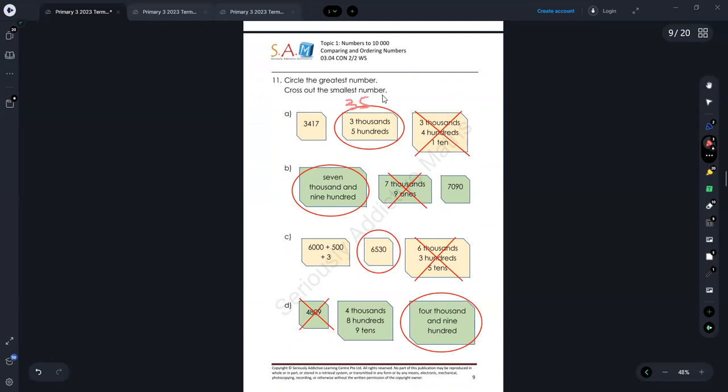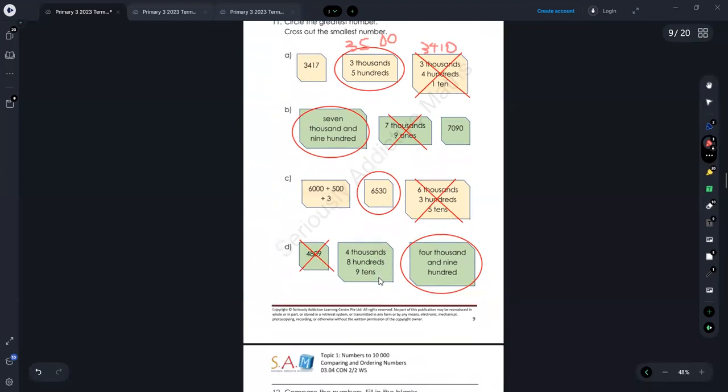3,500. Then it's easier for them to look at the numbers here, right? So write the numbers on top, 3,000. This is 400. And then 110, 110 is like that. So circle the greatest number, cross out the smallest number. And then let's see, 6,305 tens and 4,009. So get them to write the numbers out.